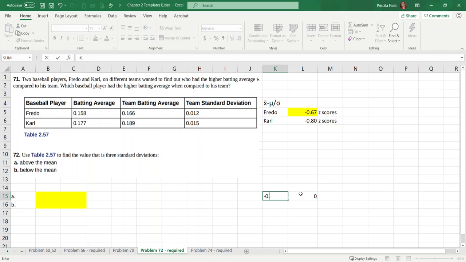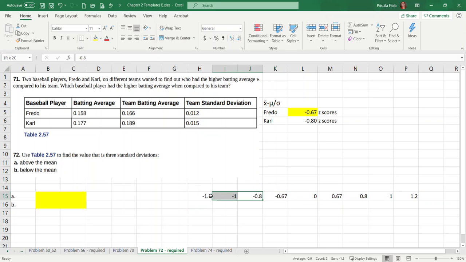So negative 0.67 would come before negative 0.80, and then, for example, you'd have negative 1, and then negative 1.2. If you're going on the positive side, you're going to have 0.67, and then 0.80, and then 1, and then 1.2. If you look at this, this comes first. This is better, because the more it goes over here, the higher the negative. You don't want a higher negative. You want a higher positive. So in this case, Fredo is definitely the best.